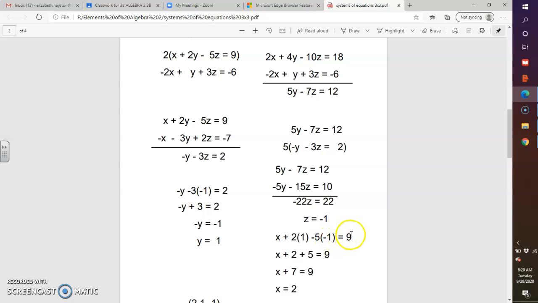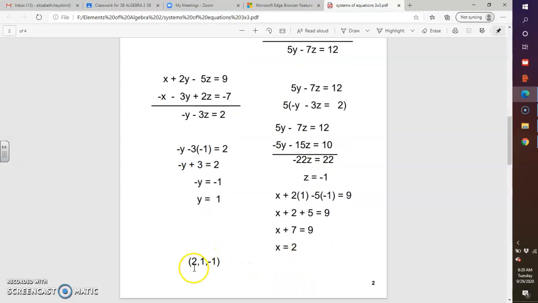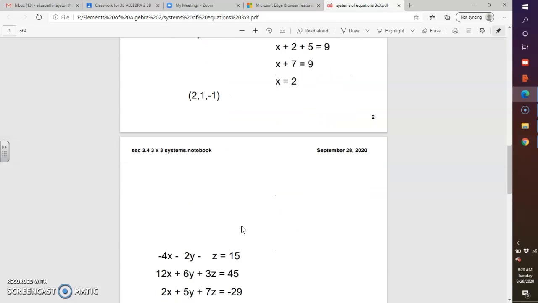And now my y equals 1, my z equals negative 1, I plug in: x plus 2 times 1 minus 5 times negative 1 equals 9. x plus 2 plus 5 equals 9. x plus 7 equals 9. And my x equals 2. Answer: 2, 1, negative 1. That's how you find the answers to a 3x3 system of equations.